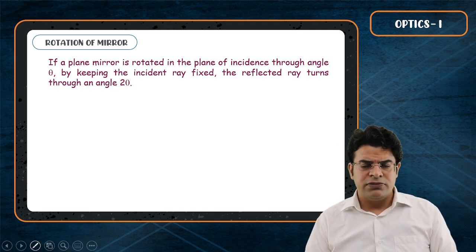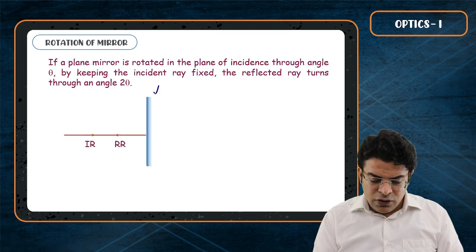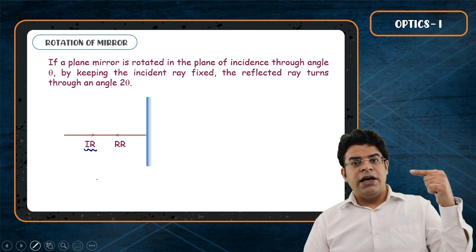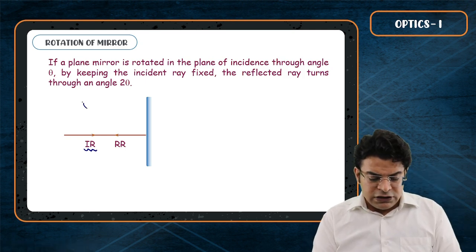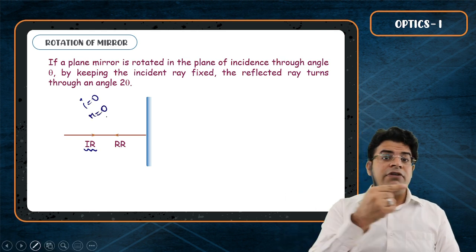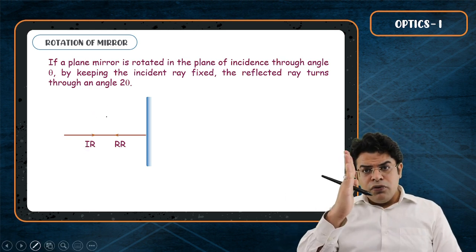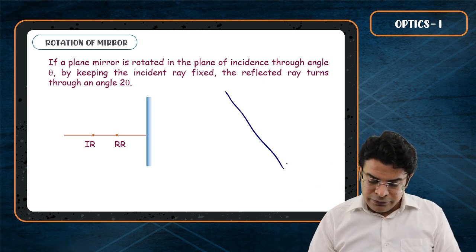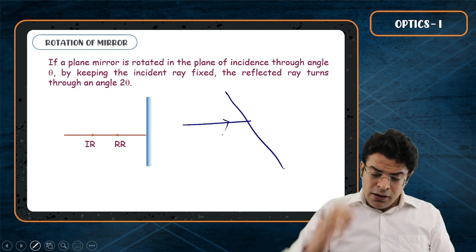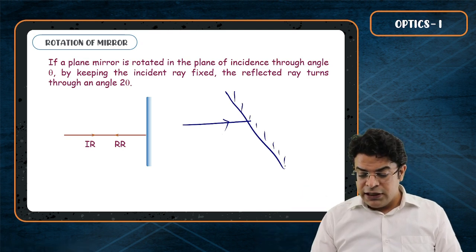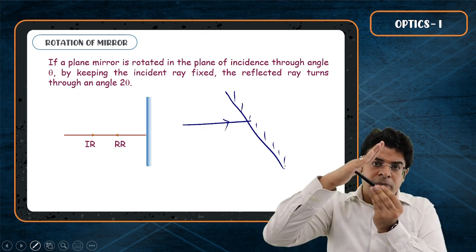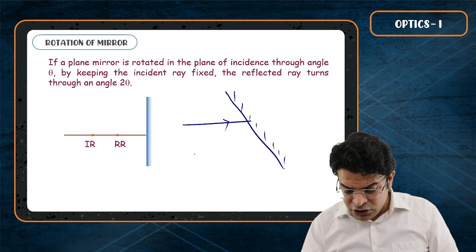So what is the logic? Simple logic. Think that you have a plane mirror on which the incident ray hits normally. So the angle of incidence is 0. The angle of reflection will also be 0. So the ray will retrace its path. If now you turn this mirror by some angle theta, keeping the incident ray fixed, its normal, which is perpendicular to the plane of the mirror, will also turn by the same angle theta. So now the normal will be somewhere here.